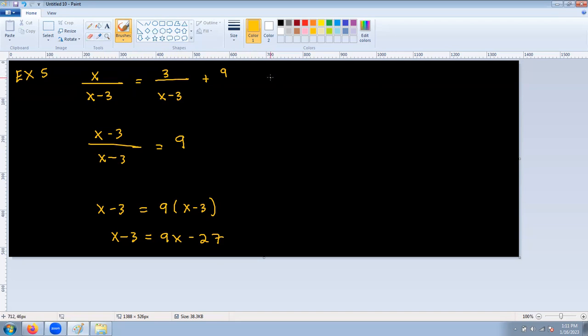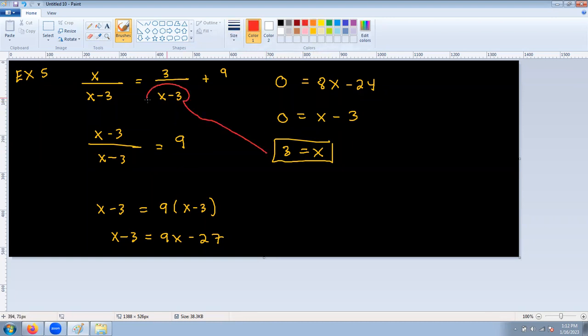So let's just move the left-hand side over to the right-hand side. So we have 0 is equal to what? 9 minus 1 is 8x. Negative 27 plus this would be negative 24. Then you can divide by 8 on both of these, and what you end up getting is x is equal to 3. However, if you look right here, we have a restriction where x cannot equal 3.